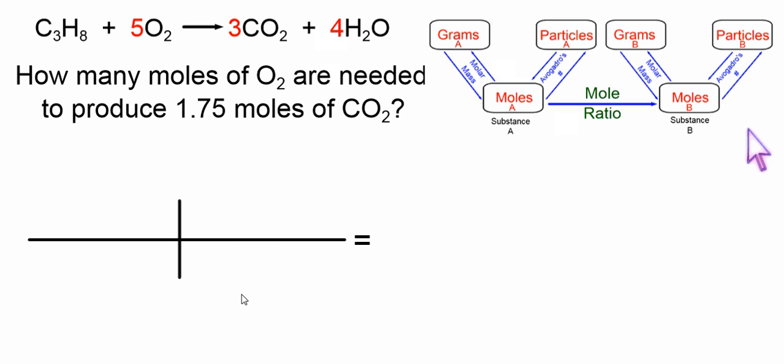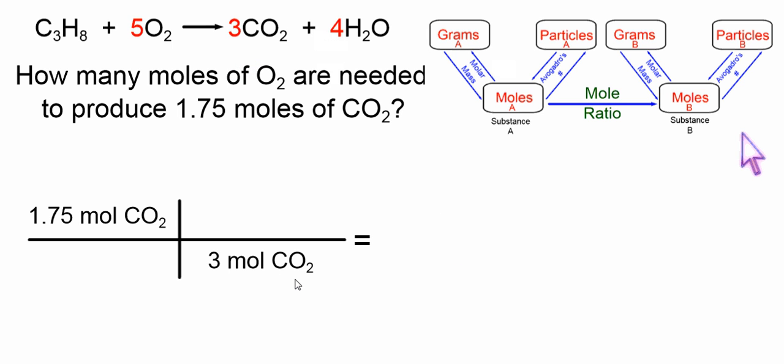Okay? So the first thing we need to do is plug in our value. I have 1.75 moles of CO2, so I'm calling CO2 substance A. Okay, so automatically with T-charts, this unit's going to have to go on the bottom. Well, when I'm dealing with mole ratios, I'm going to use my coefficients. So there's a 3 in front of the CO2, so that means I need 3 moles of CO2.